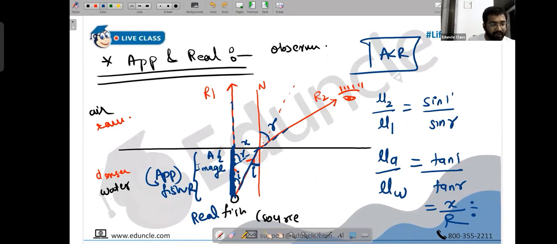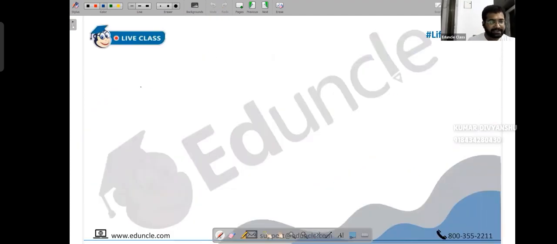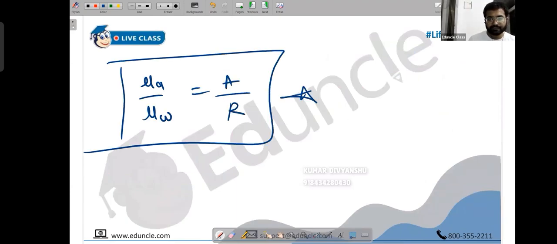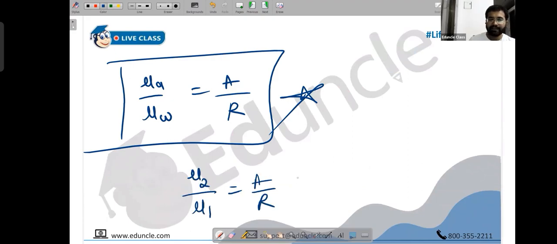What is tan r, people? Opposite upon adjacent. That's x upon what is adjacent? Apparent. X upon apparent. So what do we have? Mu a upon mu w. This is x upon r into a upon x. X gets cancelled. Therefore a by r, people. So we have got refractive index of air upon refractive index of water is apparent depth upon real depth. Is that clear? Any doubts, anyone? So you can also say that refractive index of second medium upon refractive index of first medium is apparent upon real. Okay? Or however you do it, I personally prefer to remember it this way.